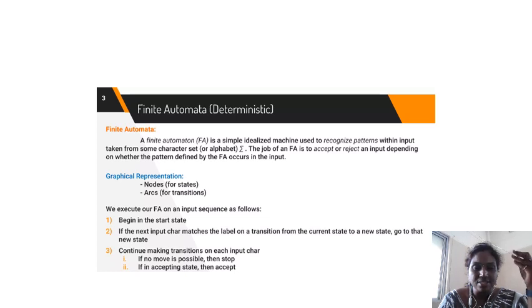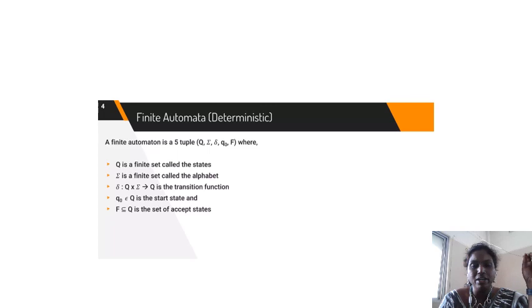Accept means it goes to the accept state. If it rejects, it will go to the reject state. In that finite automata, we have 5 tuples, that is Q, sigma, delta, Q naught, F. Q is a finite set called the states. Sigma is a finite set called the alphabet. Delta is the transition function.